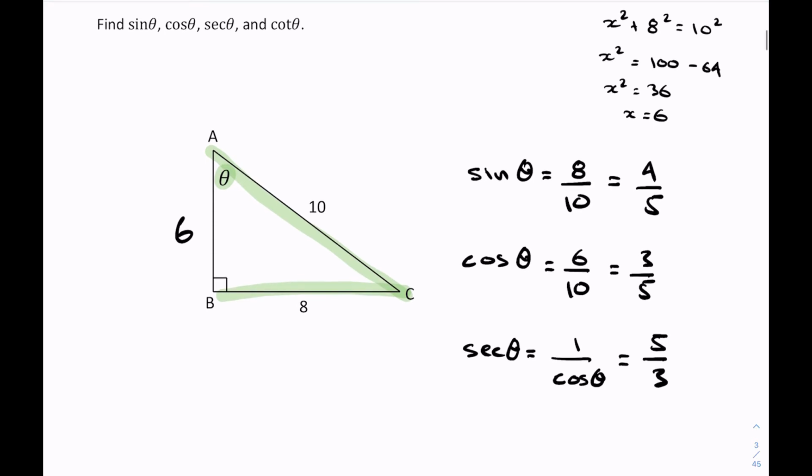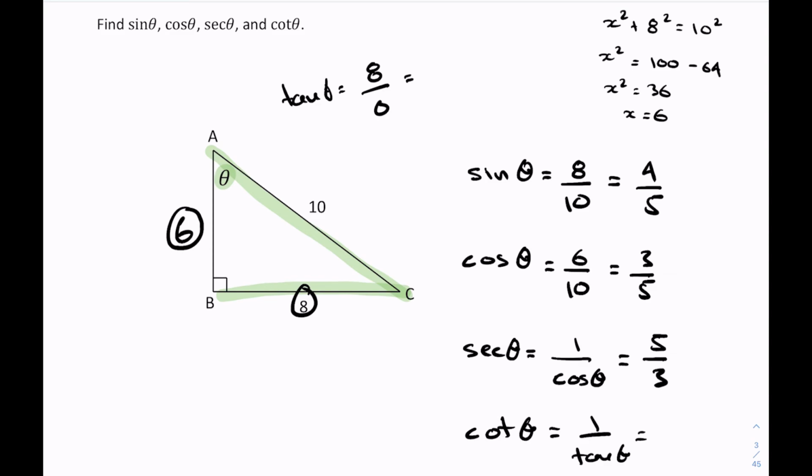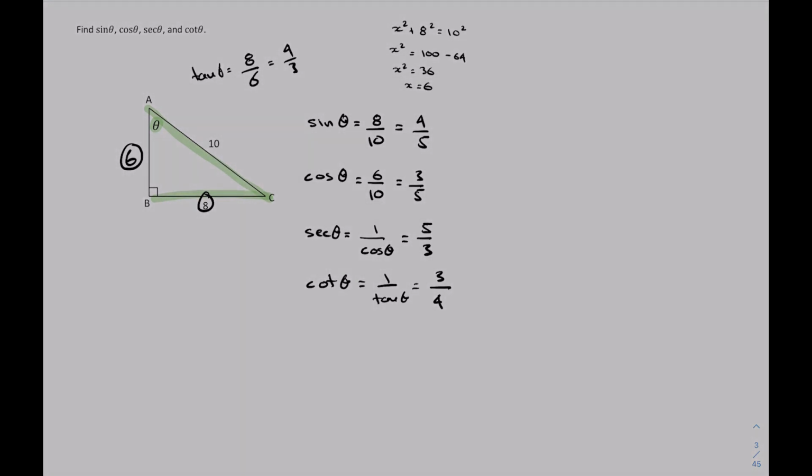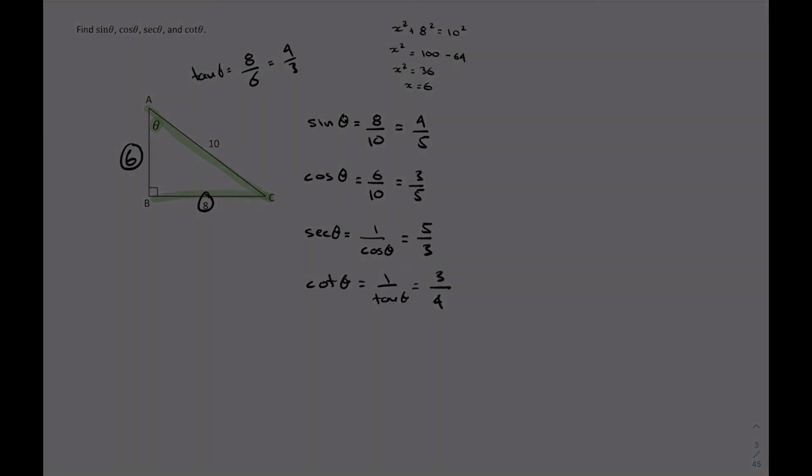And now finally we have cotangent theta, that's 1 over tangent theta. Let's figure out what tangent is first. So tan theta is equal to opposite over adjacent, or 8 over 6, which becomes 4 over 3, which means that the reciprocal of that is going to give me 3 over 4. And there you have the values of sine, cosine, secant, and cotangent with respect to these measurements here.